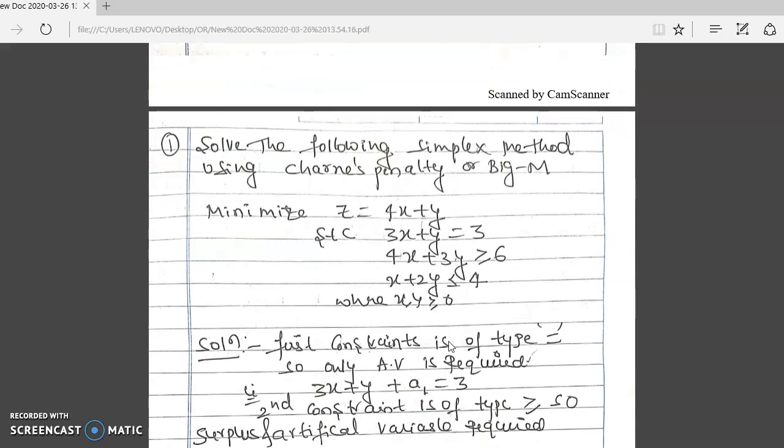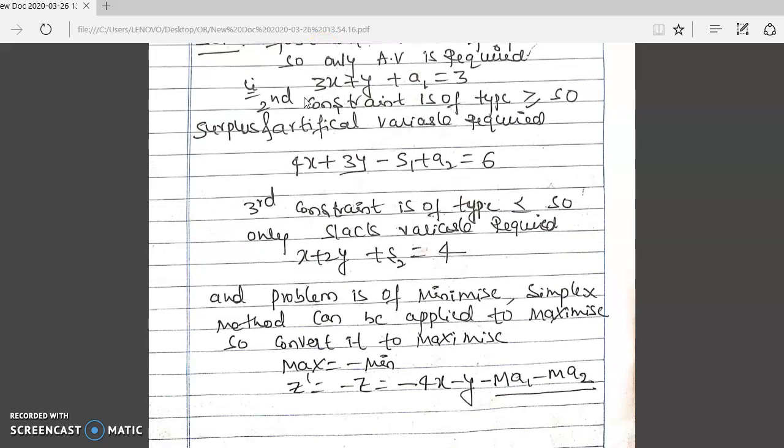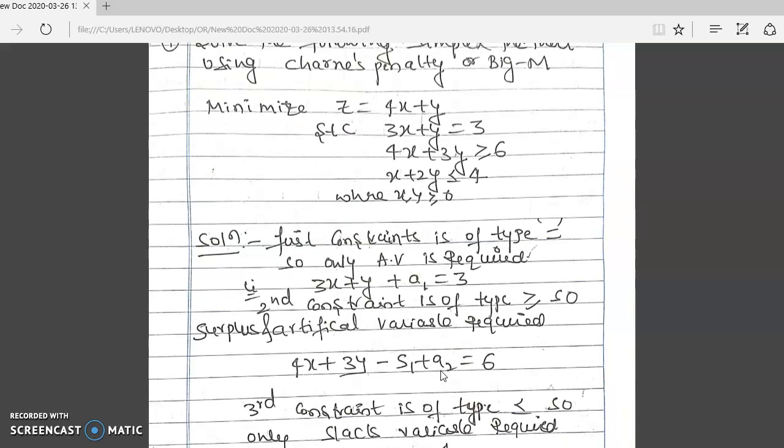So we start with the problem. First problem, solve the given problem by making use of the penalty method, or you can say the Big M method. Here, the first step, the given example is in the form of minimization. So we are required to convert it into maximization. So how to convert it? We convert it as maximum is equal to minus minimum. So multiply the entire equation with minus, so minus z, minus 4x minus y. Next, check for the second step.